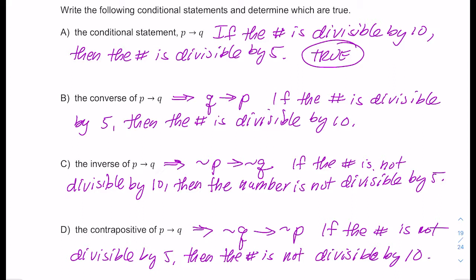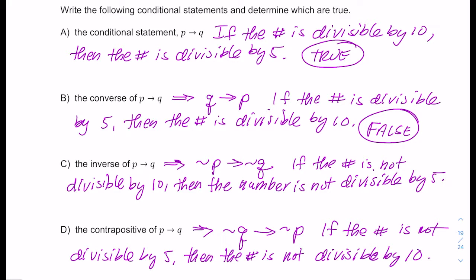But now how about the converse? If the number is divisible by 5, then the number is divisible by 10. This is going to be false. 25 is divisible by 5. 25 divided by 5 is 5. But you can't do 25 divided by 10. So just because the number is divisible by 5 does not mean it's divisible by 10.